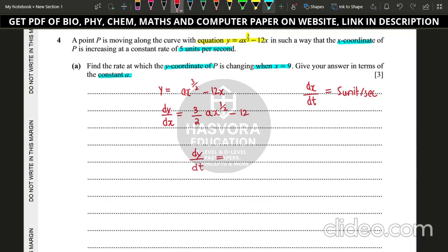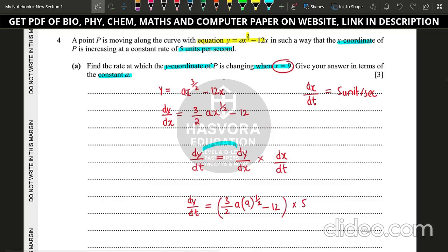So if I'm keeping these the same, this can just become dy by dx, agreed, and then into, now these two are also the same, so this will be dx by dt. Now this becomes dy by dt is equal to dy by dx, so it is 3 by 2 a, and then what was x? Now they have given you the x. x is 9, and to the power of half, this becomes 3, and minus 12, and then this is going to be multiplied with dx by dt, which is 5.